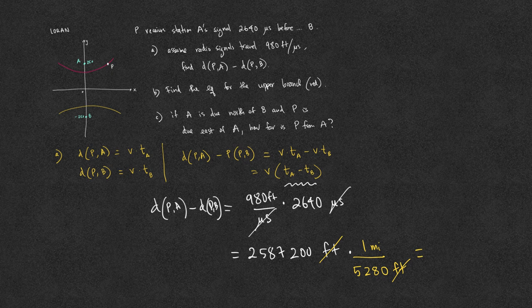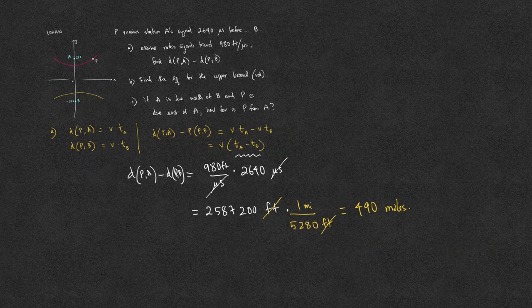This gives us 490 miles. This is the difference between the two distances, the point on the hyperbola to one focus and the same point on the hyperbola to the other focus. By the properties of the hyperbola, the difference between the two distances has to be 2a. That is how we obtain the equation of the hyperbola.